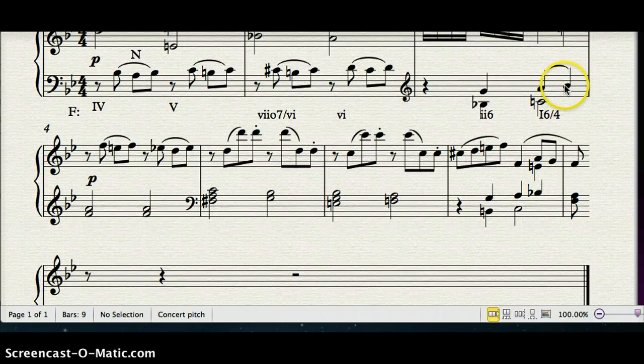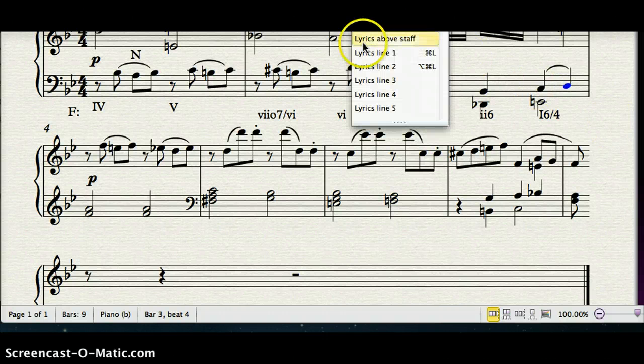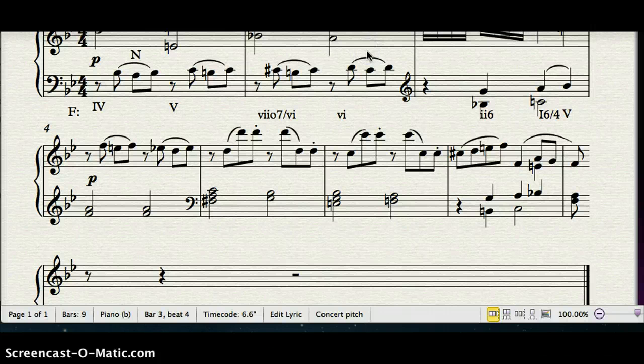Well, 1-6-4 we know always goes to what? It's a cadential movement, so that 1-6-4 is going to be a 5-7. You can double check that, but whenever you see that, just know that that's what that is. So I want to skip to this chord right here.